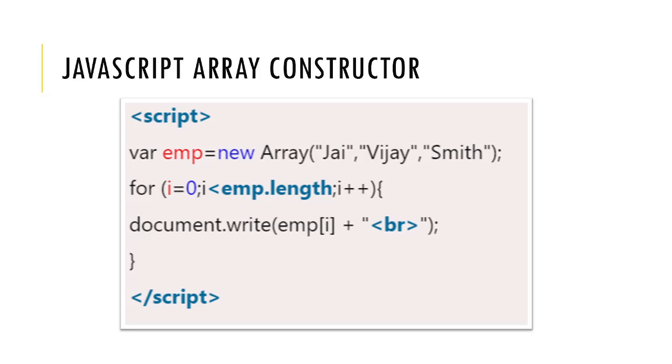The first one is the array literal, and the second one is creating an object of the Array class, like array equal to new Array, or you can use an array constructor. In the constructor method, you have to pass the values as parameters to that particular constructor. So these are the three ways.